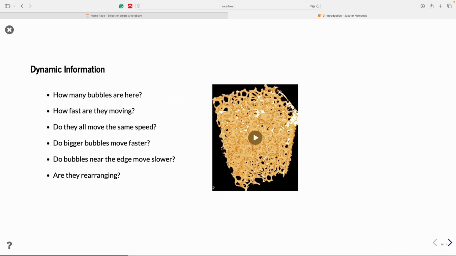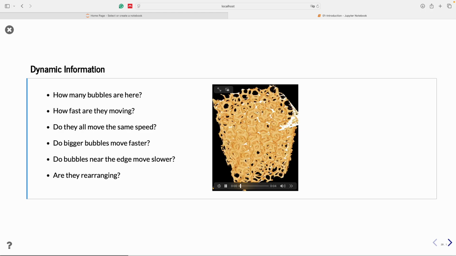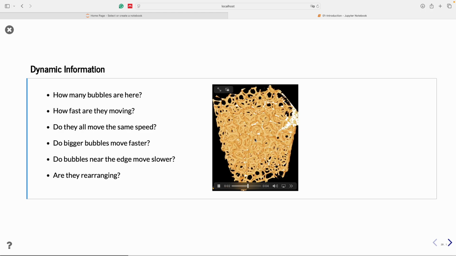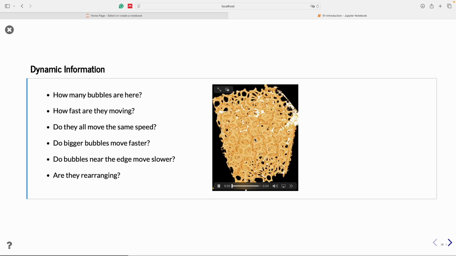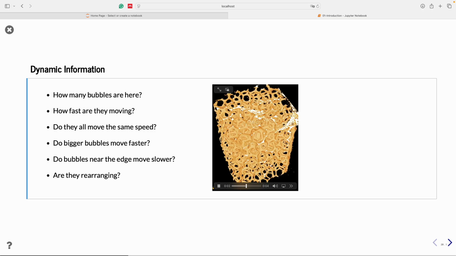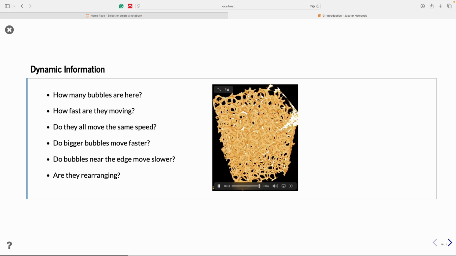And another part that makes it difficult, or produces even more data, is when you have dynamic information. So you make a time series. In this case, we have a little video of some foam where you see the bubbles move. These are very coarse steps.